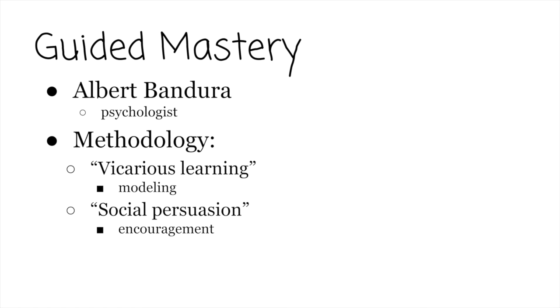The next tool is social persuasion. This involves people being persuaded that they will succeed if they have the right skills to accomplish a goal. In the education world, this would be encouragement from the teacher that helps students gain confidence and motivate them to improve their skills and expand their knowledge.